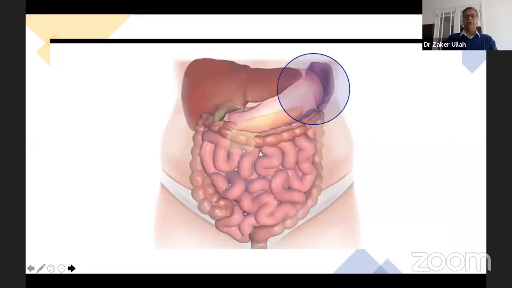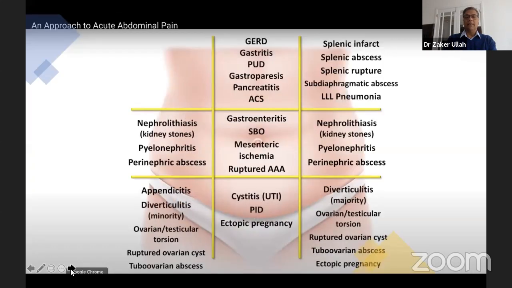This is just a simple picture. For example, if somebody has got left hypochondriac pain, immediately you can imagine the pain is either coming from the spleen or some area of the stomach, even the tail of the pancreas as well. So you have to define the pain according to the anatomical position as well. These are the list, the way we divided the abdominal areas.